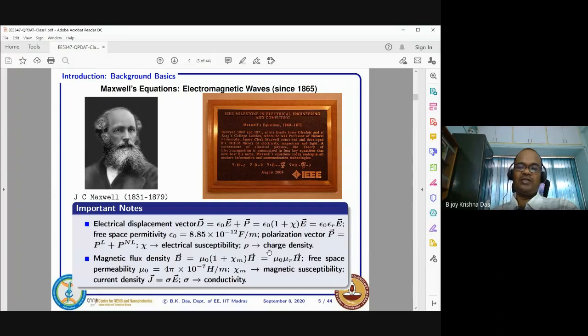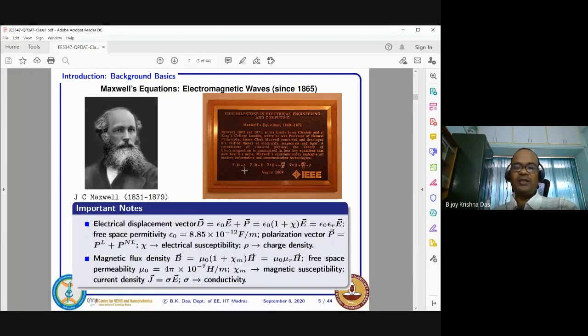And rho, if there is some kind of charge density, this rho comes in divergence D equal to rho. Rho means volume charge density. Normally any material is neutral: the total number of negative charges and positive charges are equal. But you can engineer the material in a certain way. Locally, you can create or inject some charge.